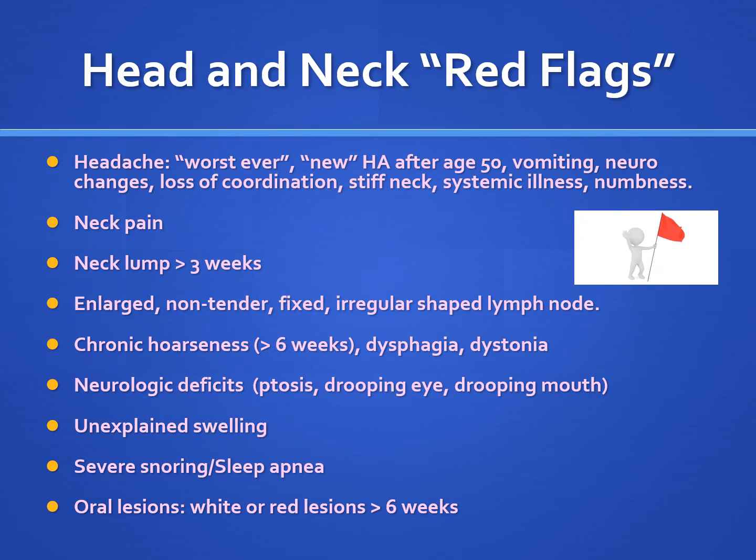This slide is all about what should make you stop and escalate care. And these are not normal findings, so things we're not going to ignore. So the worst headache ever, or new headache after age 50. We also want to watch for associated symptoms like vomiting, neurologic changes, any loss of coordination, stiff neck. This can indicate stroke, meningitis, or any intracranial bleed.